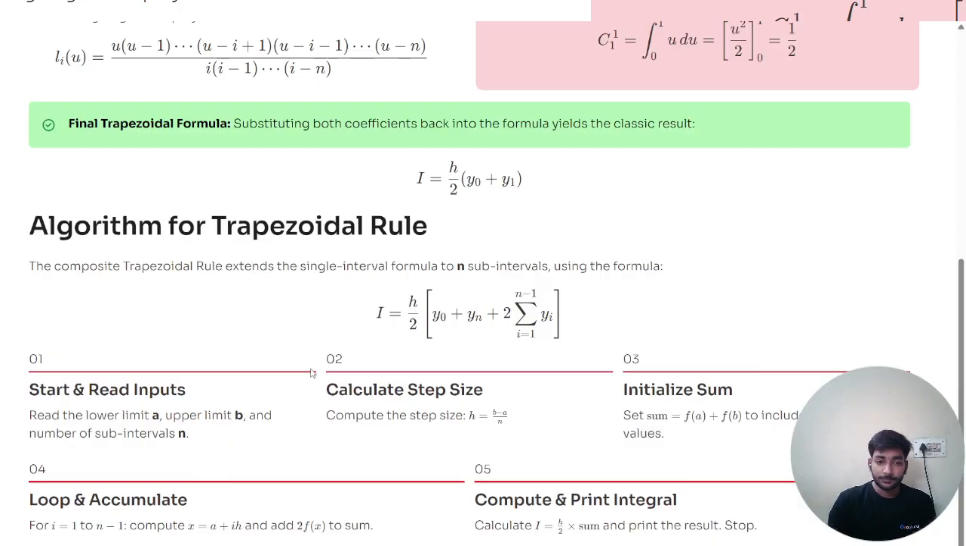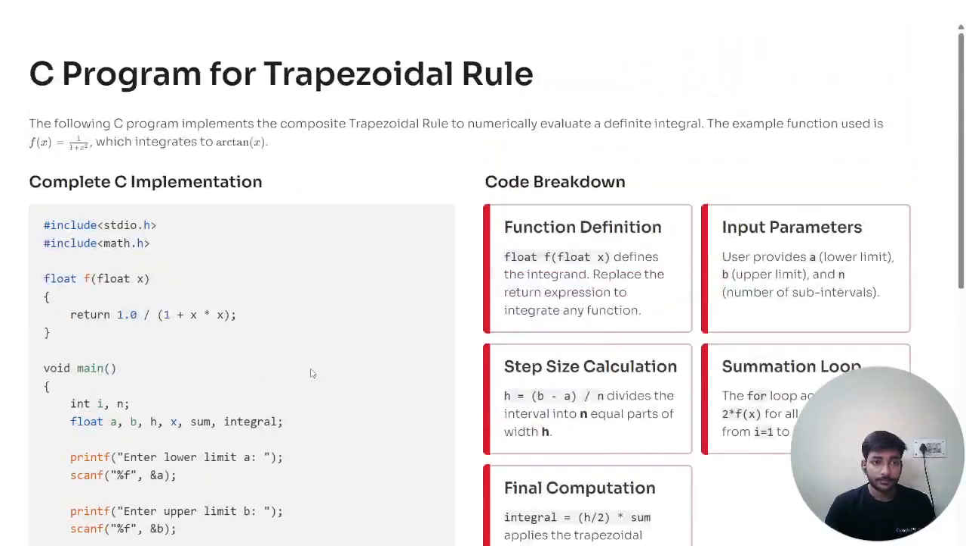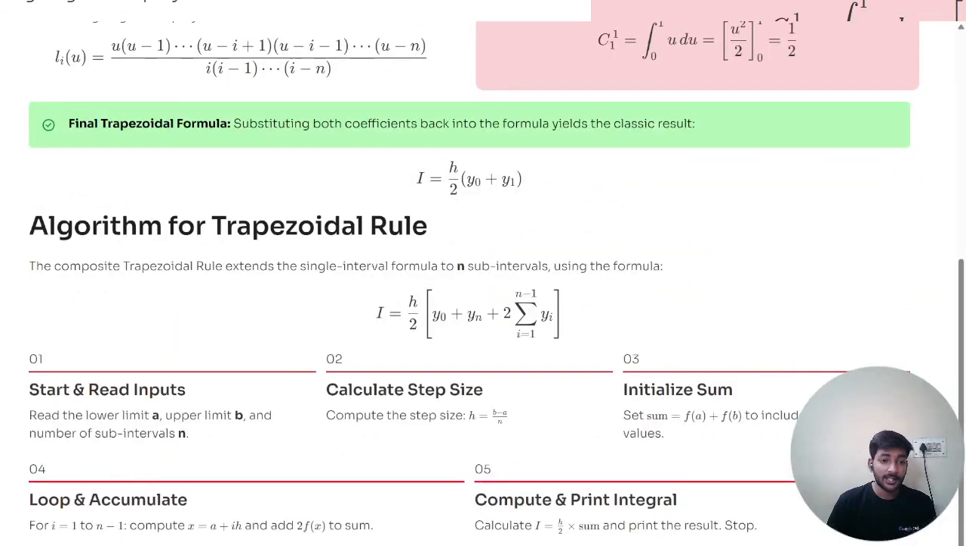Next, iterate the loop i equal to 1 to n minus 1 and compute the value x equal to a plus i h. Compute the value of x and add 2 f(x) to the sum. Then in the next step we multiply h by 2 into the sum, print the sum as the result, and stop here.